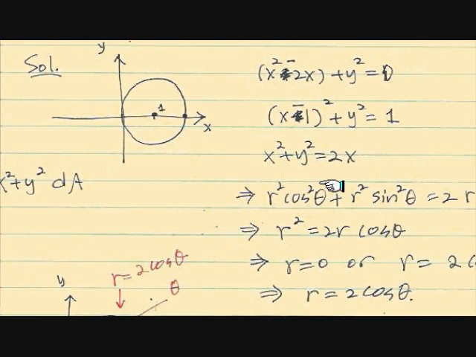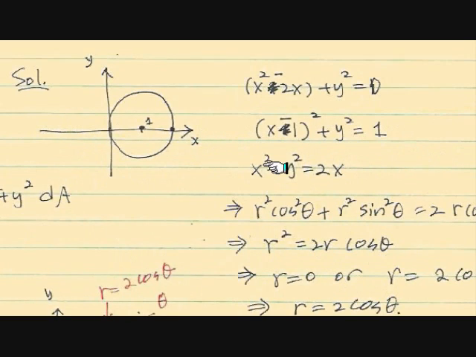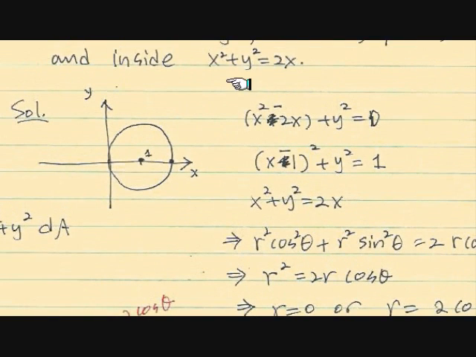If you look at the problem, we have an elliptic paraboloid, the xy plane, and this cylinder. By looking at this, I immediately know this is what we're going to sketch first, because that's going to give us the region D. So let's sketch that. Here's x squared plus y squared equals 2x.